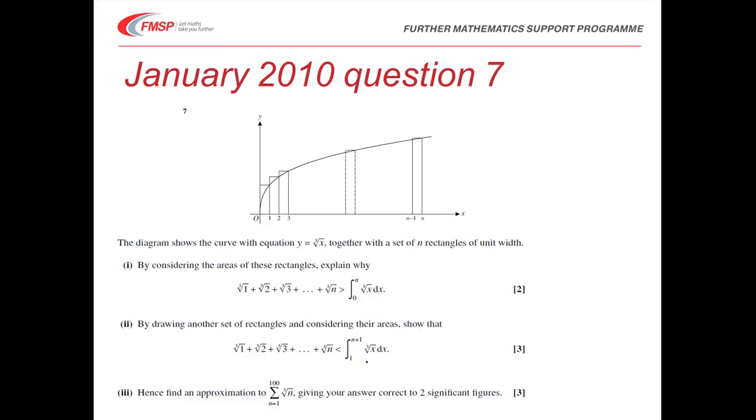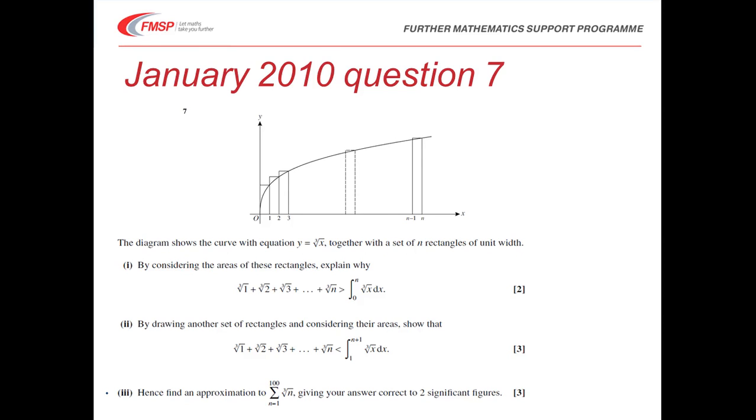is greater than the integral of cube root of x between 0 and n. Then in part 2, by drawing another set of rectangles and considering their areas, show that that expression, the sum of the rectangles, will be less than the area if we integrate between 1 and n plus 1. And then in part 3, hence find an approximation to the sum of the cube root of n from 1 to 100, giving your answer correct to 2 significant figures.